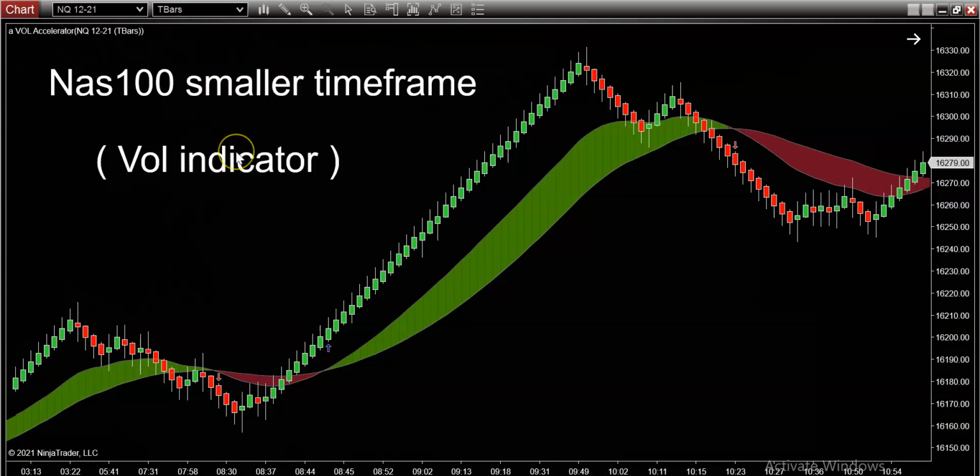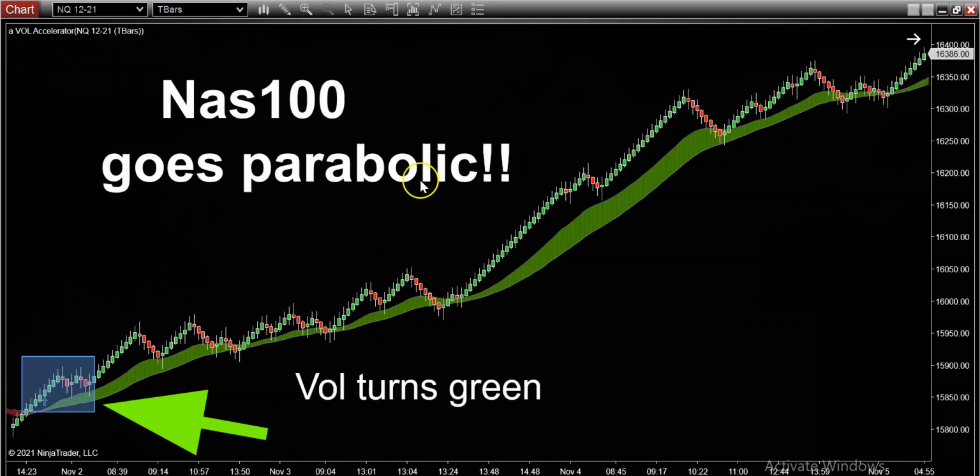This is a Nas100 trading strategy deployed on a smaller time frame chart. We still have the volume indicator, and you're going to get a lot more color changes. All right, you're going to get a lot more trading signals when you flip to a smaller time frame chart. And here is how you handle this. All right, as long as the higher time frame chart is showing green, right?